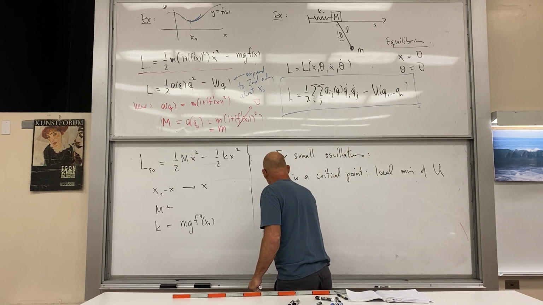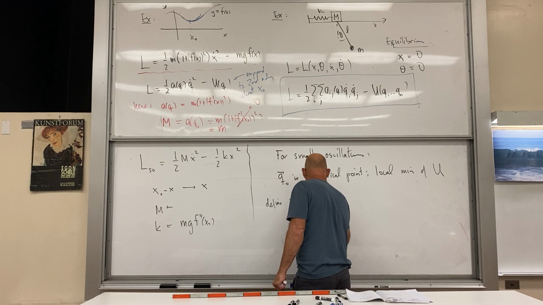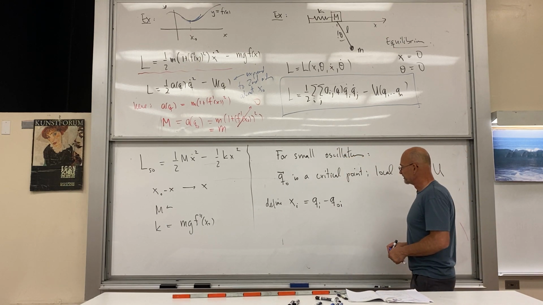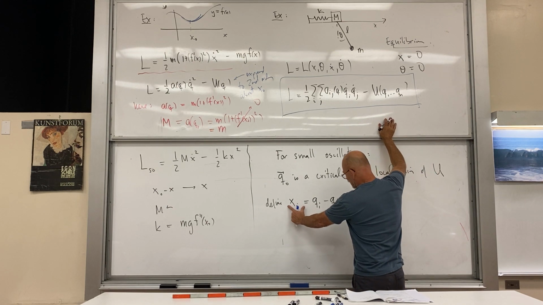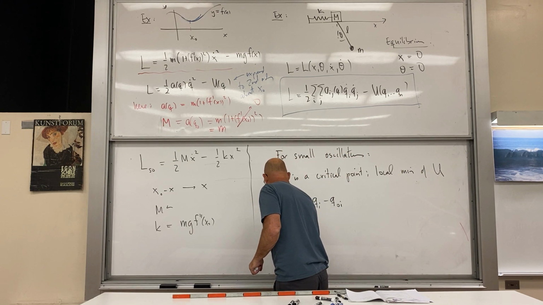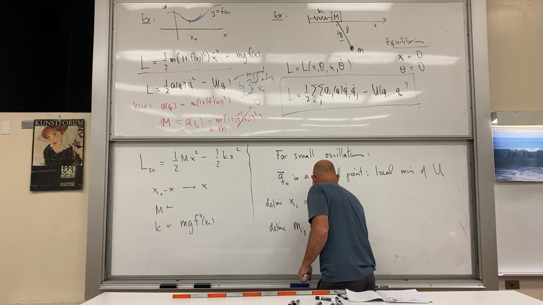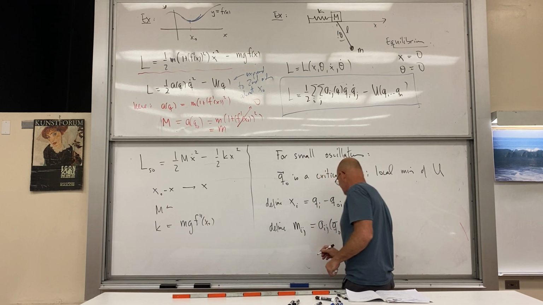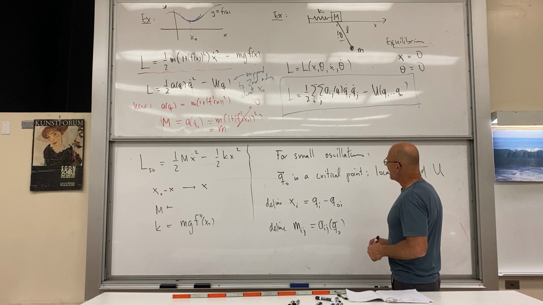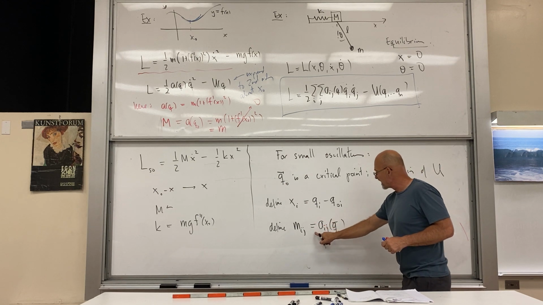Then we're going to define x sub i is equal to q sub i minus q0 sub i. So these are generalized coordinates. We're going to turn this into name x, qi minus q0i. And we're going to define m sub ij equals a sub ij evaluated at q sub 0. In honor of the mass. They're not masses, but we're going to get something that looks exactly like that right there. So m sub ij, a ij of q sub 0.